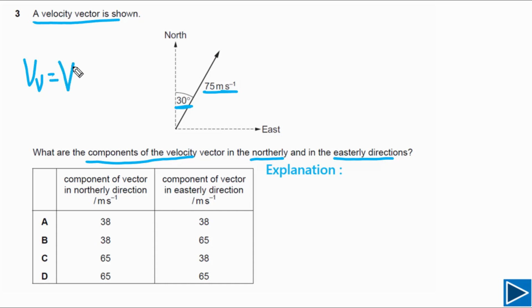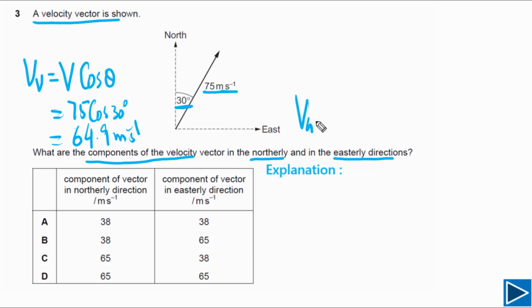The vertical component is equal to V cosine of the angle, cosine of this angle. V in this case is equal to 75 and cosine of 30 degrees. If we solve this, this is equal to 64.9 meters per second. So this is our vertical component in this direction.